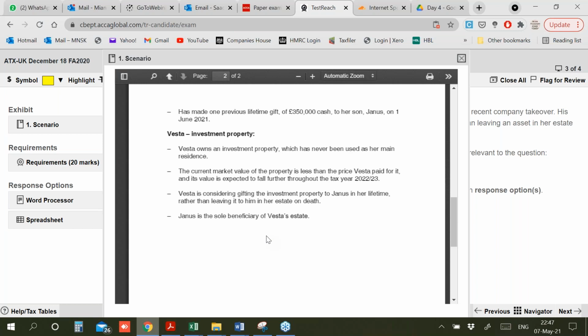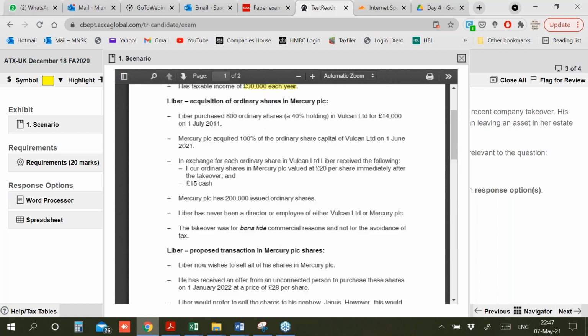So Vesta is considering whether to gift the property to Janus in her lifetime, which will result in a capital loss, or leave it to him in her estate on death. If she leaves it in her estate on death, then he will inherit it at the probate value, that is the market value at death, and he will have to pay any IHT on that after the availability of the nil rate band. Janus is the sole beneficiary of Vesta's estate. That's fine, so we will be discussing this part later on.